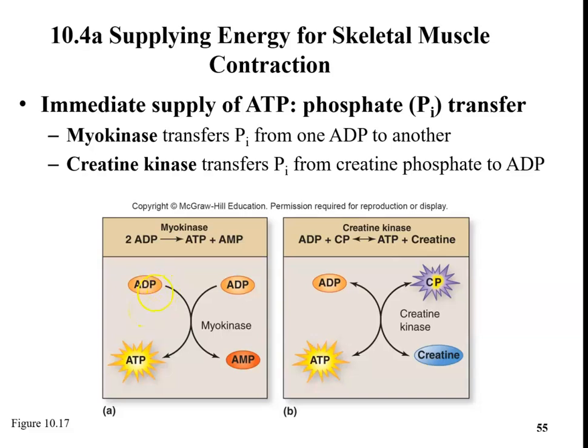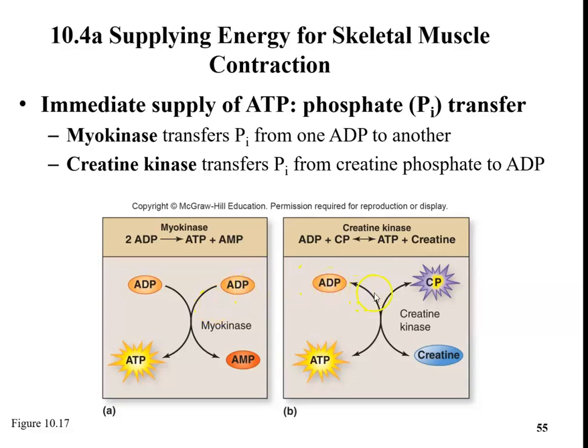Okay, so immediate supply of ATP. This is going to be phosphate transfer, okay? Transfer of inorganic phosphate. You can do it a couple of different ways. You can have two ADP molecules, and these can be combined with myokinase, the enzyme, helping out, and you get an ATP molecule and an AMP molecule at the end. But there's the short-term or immediate supply of ATP right there.